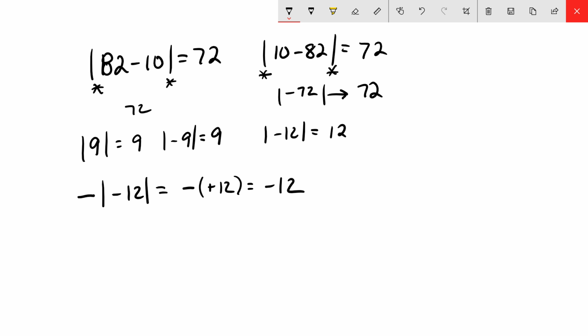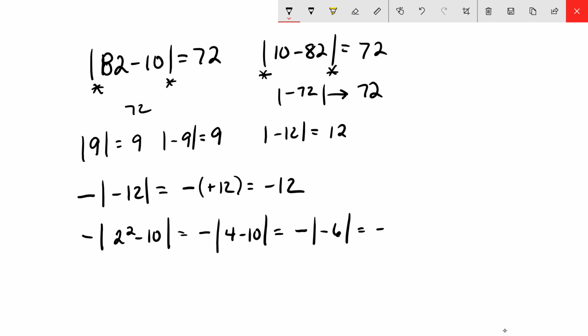Let's look at another example here. How about if I've got negative the absolute value of 2 squared minus 10. We'll keep my negative, going to keep that there. And my 2 squared is going to become 4, and my minus 10. So this is going to equal negative the absolute value of negative 6, because 4 minus 10 is negative 6.